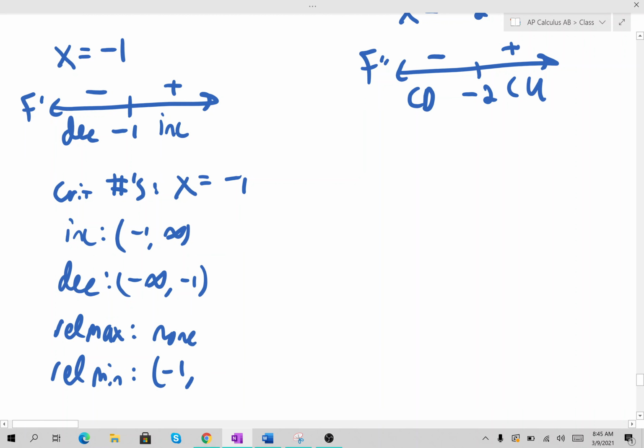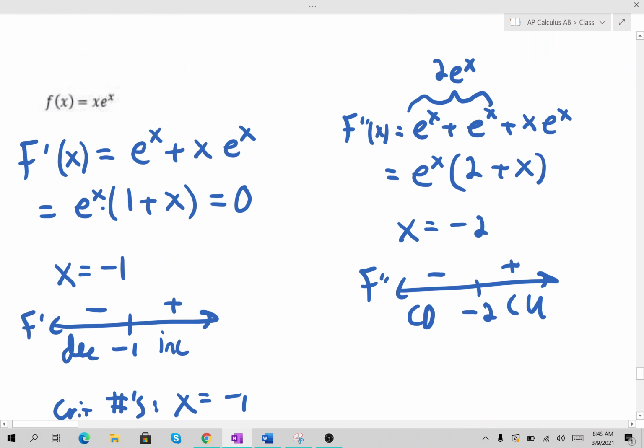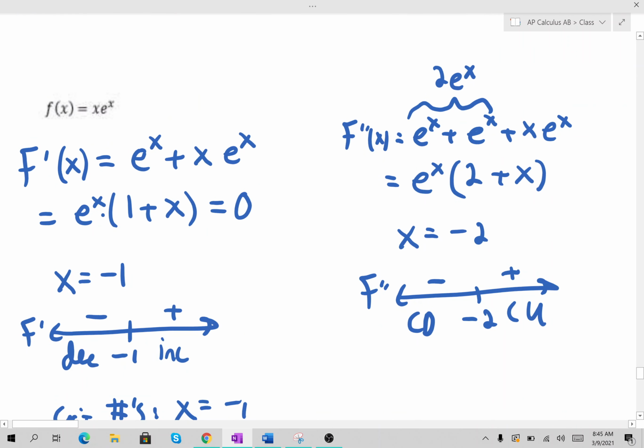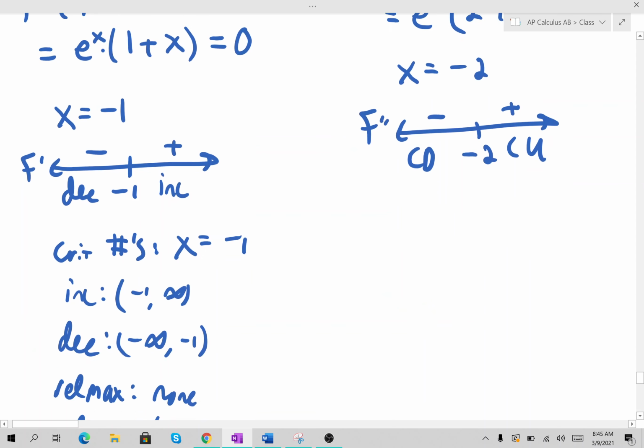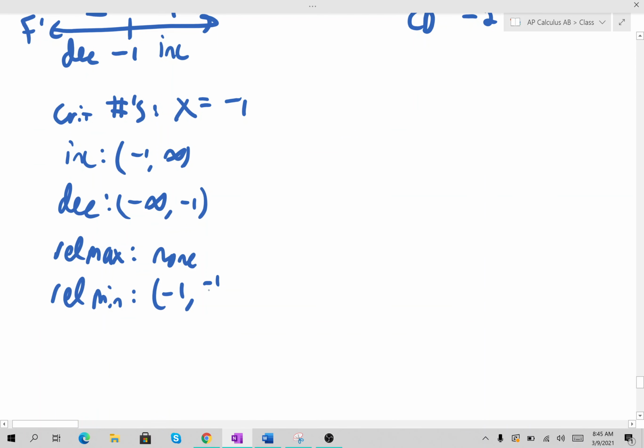If you plug negative 1 back into our function, which was x e to the x, you get negative 1 e to the negative 1. Well, that's negative 1 over e. That's what those exponents do.